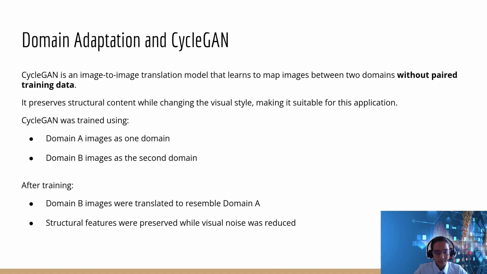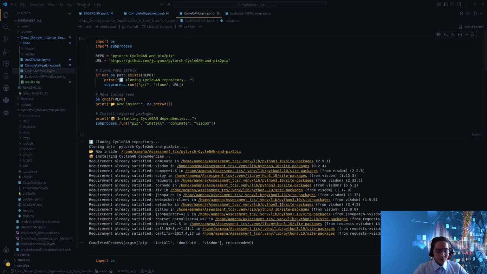So CycleGAN was trained using domain A images, which is my target, and domain B images, which is the second domain, which is the source. Now for this project, I am using Junyanz's PyTorch CycleGAN and Pix2Pix library, which I have cloned. I am basically installing all the required prerequisites and dependencies. So this is the folder that has been cloned, right?